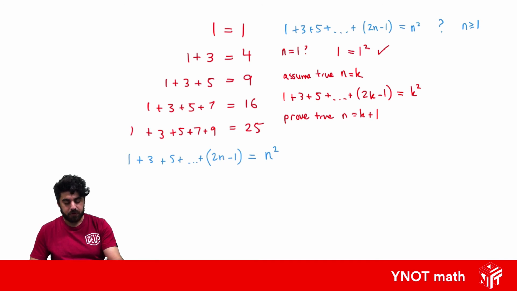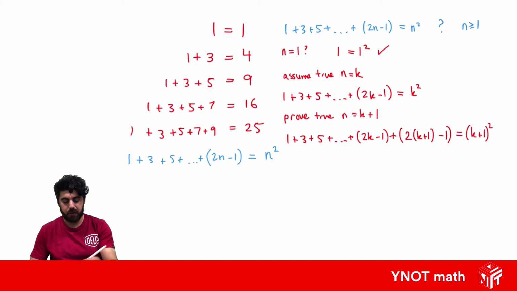So writing this out, we're going to get 1 plus 3 plus 5 plus ... Now it helps to write the value when n equals k, and we know that's 2k minus 1. And then we're going to add our next value in when n equals k plus 1. So we're going to get plus 2 times k plus 1 minus 1. So we're subbing in k plus 1 for n. And does that equal k plus 1 squared?